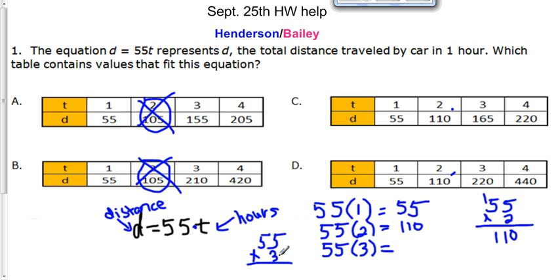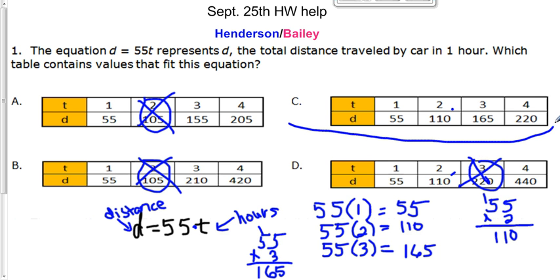Okay, here we go. I wrote it over here to the side. 3 times 5 is 15. Put your 5, carry your 1. 3 times 5 is 15, plus 1 more is 16. And that gave us 165. So it cannot be this one either. So your correct answer is C.